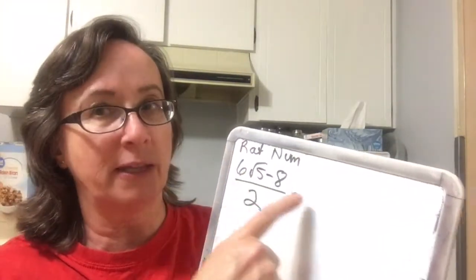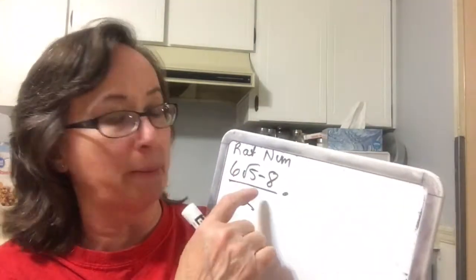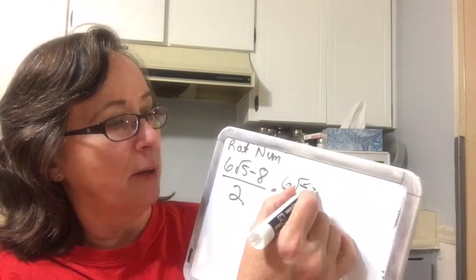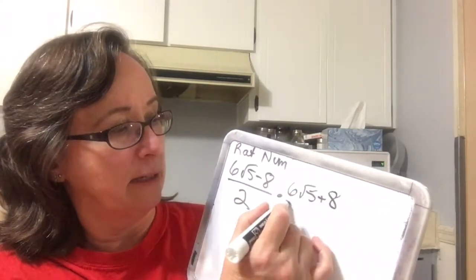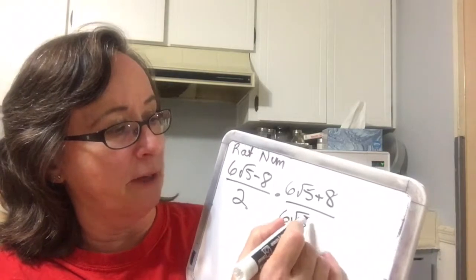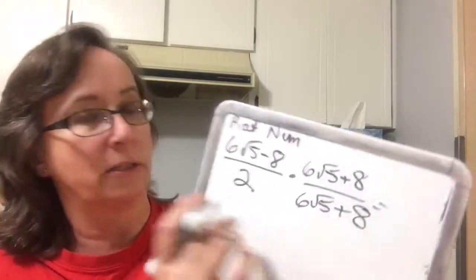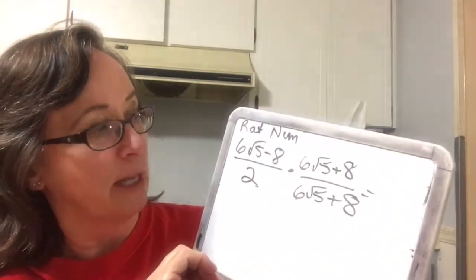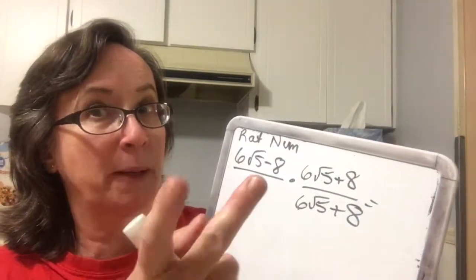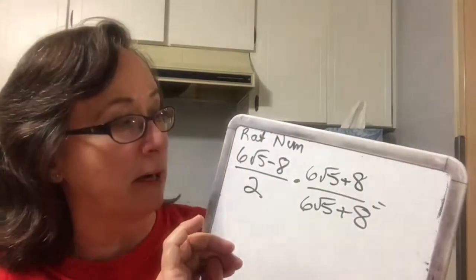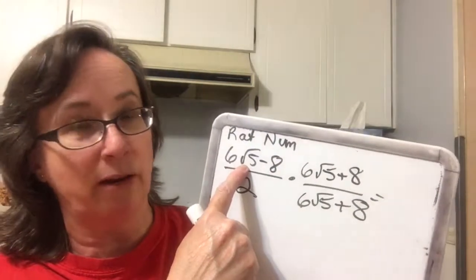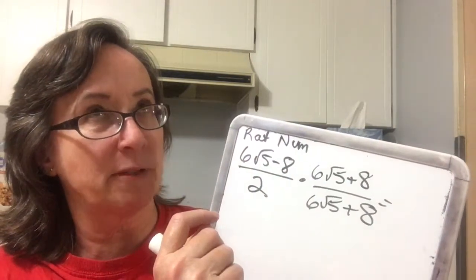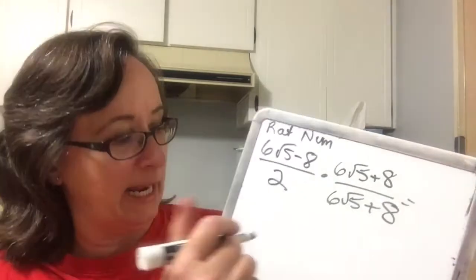Since we're trying to get rid of the radical up here, we're going to multiply by the conjugate of the numerator. So that's going to be 6 square root of 5 plus 8. We always multiply by conjugates when we have 2 terms. Now, remember, when we multiply by conjugates, we get a squared minus b squared. So it's going to be the first term squared, which is going to be 36 times 5. And 36 times 5 is 180.